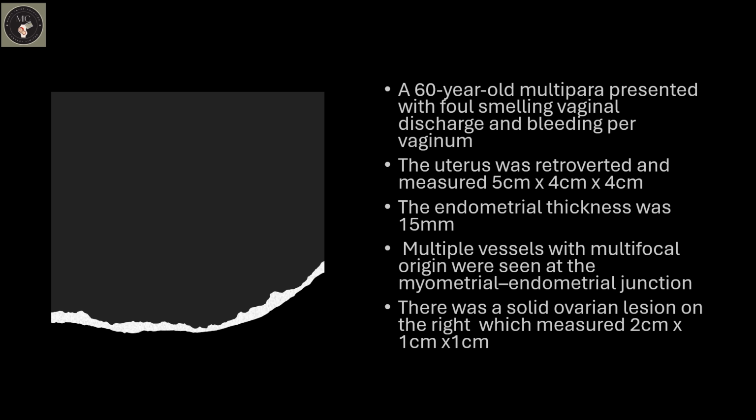On ultrasound, the uterus was anteverted and measured 5 by 4 by 4 centimeters. The endometrial thickness was 15 millimeters. There were multiple vessels with multifocal origin seen at the myometrial-endometrial junction. There was also a solid ovarian lesion on the right, which measured 2 by 1 by 1. Well, this is a discussion for another video.